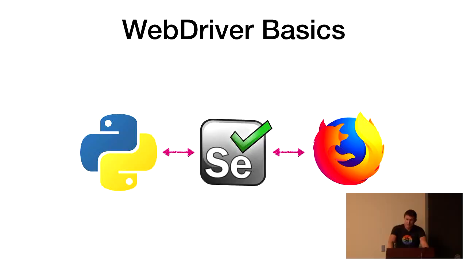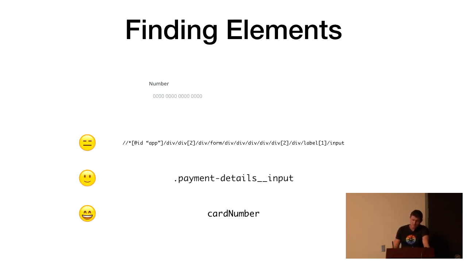To power our regression tests, we're going to use Selenium. Selenium is a tool that knows how to communicate with web browsers and interact with elements on the page. There's tons of language bindings and frameworks. We're going to use the Python bindings, of course. At its core, Selenium is all about finding and interacting with DOM elements. So for this test, we need to locate the credit card number input.